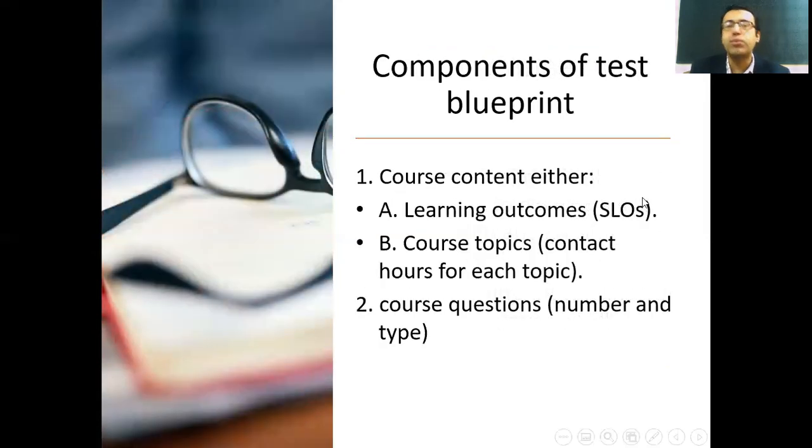Components of test blueprint. Number 1, course content, either learning outcomes or specific learning outcomes. Number 2, course topics and contact hours for each topic, because this affects the way to develop MCQ and SE questions for each activity. For example, if a lecture is conducted in 1 hour and has 2 learning outcomes, sometimes we may need 2 MCQ questions, for example, but another lecture will be conducted in a series, for example, 3 hours.